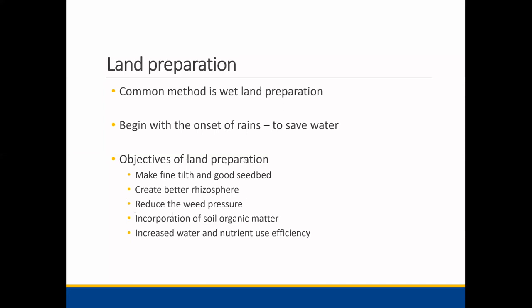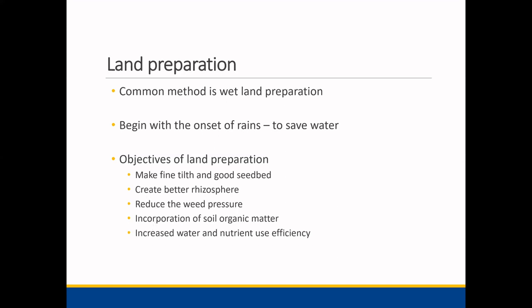one of the primary objectives of land preparation is to control weeds, right? So you can control weeds. How you can control, I will explain, right? So you can reduce the weed pressure, right? And then you can incorporate soil organic matter, when you mix this decomposing plant and animal parts with the soil, right? It will incorporate soil organic matter, right?